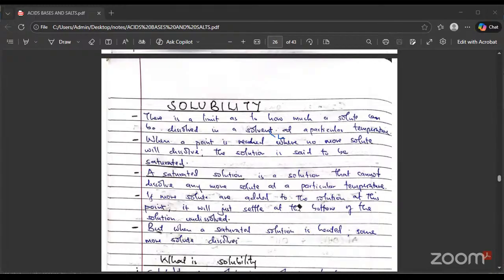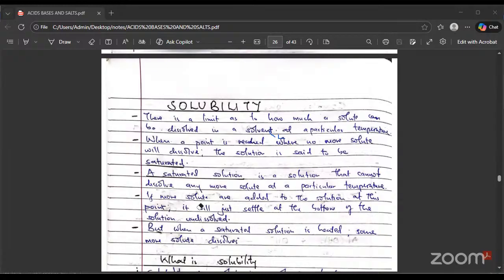So at this point, if you add more solid, it will settle at the bottom. It will not dissolve anymore because there are no particles of the solvent that are free anymore. So all the particles of the solvent that were responsible for dissolving are now used up. So the ones that enter have no effect anymore, they just remain like that. I hope that one is okay.